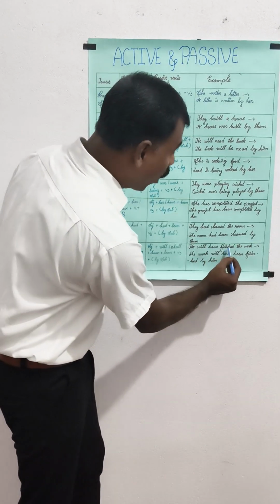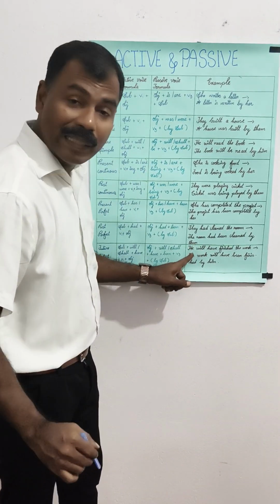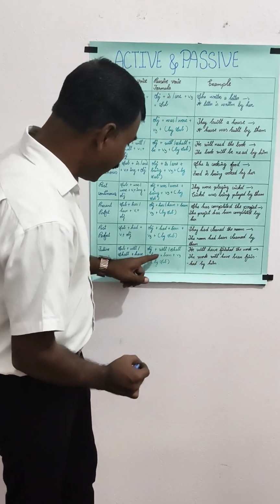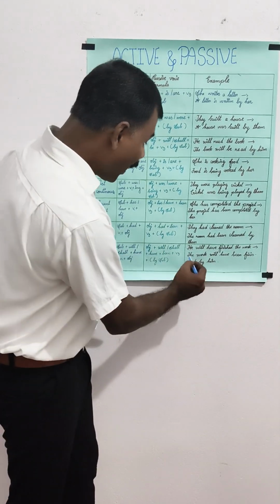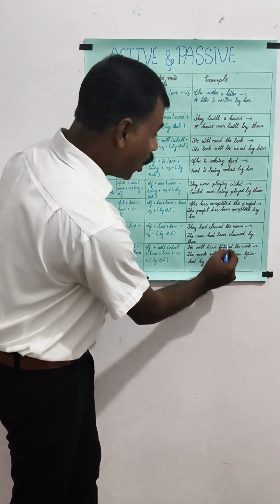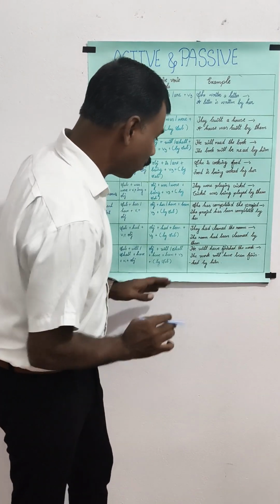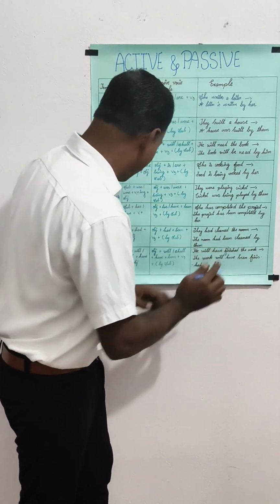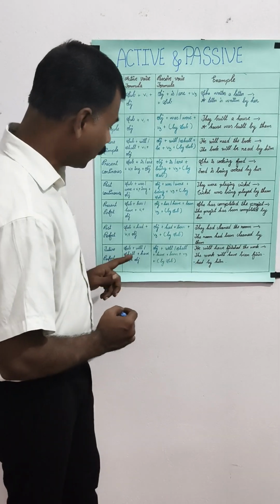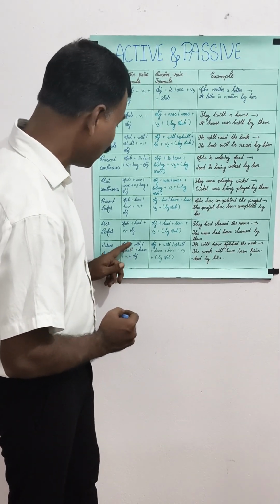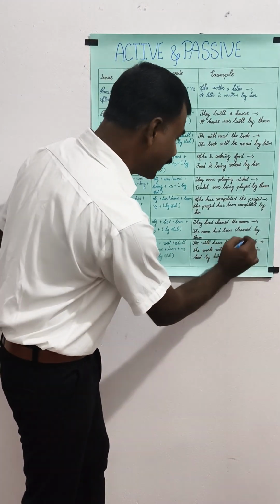So, he will have finished the work. He is the subject. Will, already it is there in our formula. Will plus have plus finished. As I already told, it is a V3, plus the work. He will have finished the work. This is our formula for active voice.